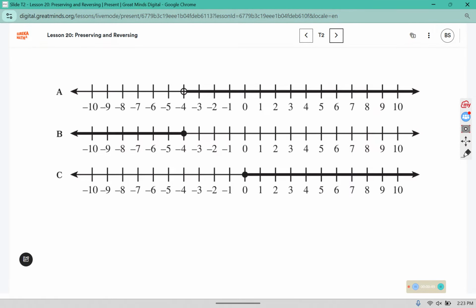For this one, it is a decision on which one you feel does not belong. You can argue any of them do not belong, but you need to be able to support your reasoning. So I'm going to give you a second to think about it. One might argue that A does not belong because it's the only one with that open boundary. You could also say that B does not belong because it's the only one pointing to the left, or for less than. Or you might say that C does not belong because it's the only one that doesn't have its boundary number on -4.